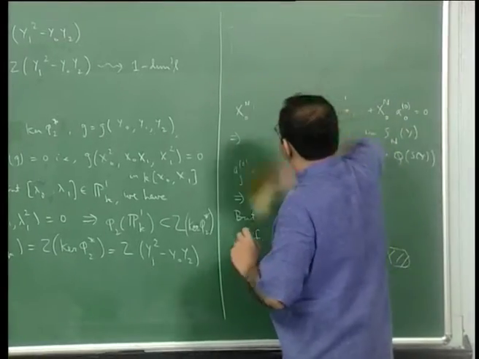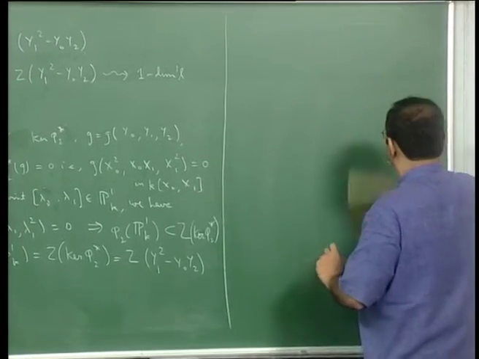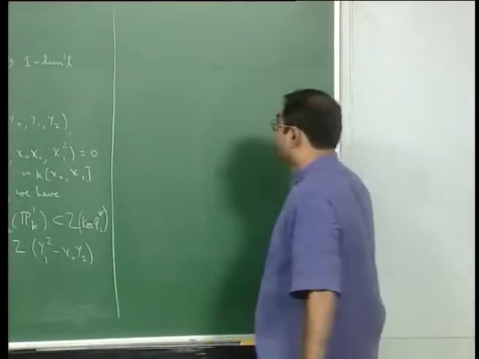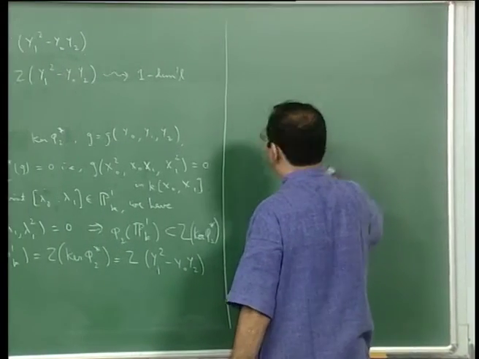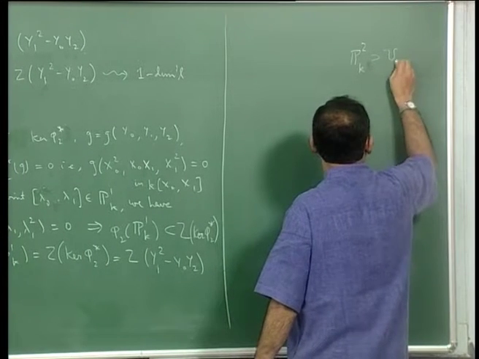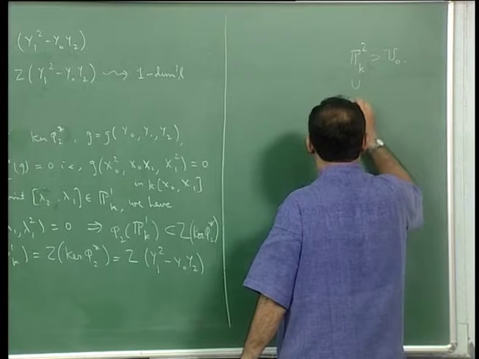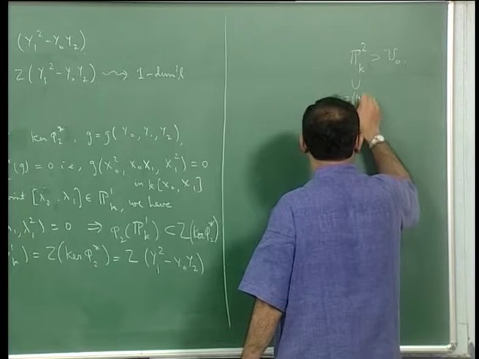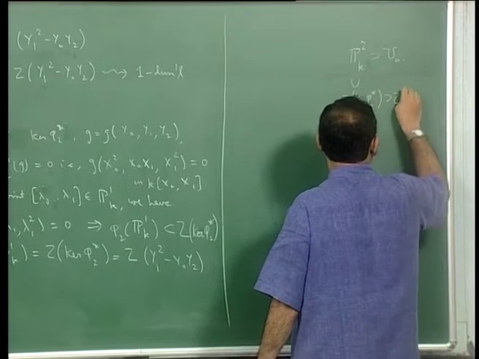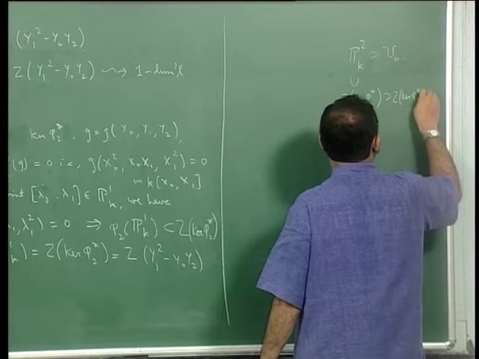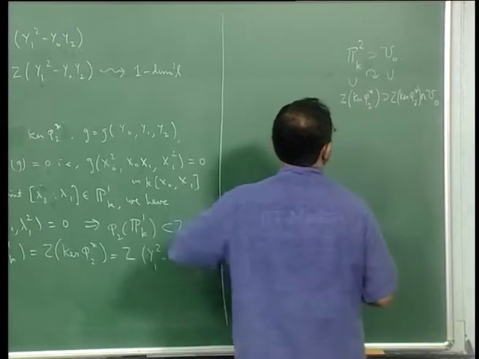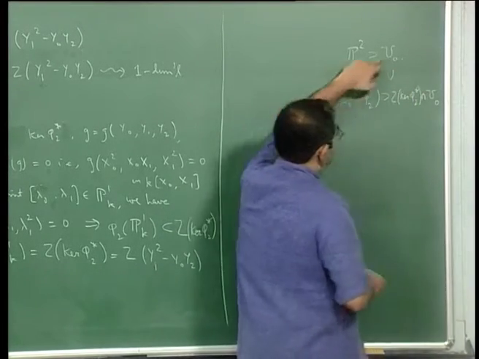Okay, so let's try to do that computation for a moment. I have this P2 here, and suppose I take U0, then I have this Z of kernel phi2 star, and then I will get Z of kernel phi2 star intersection U0. So I get this diagram, this is this intersecting with U0.